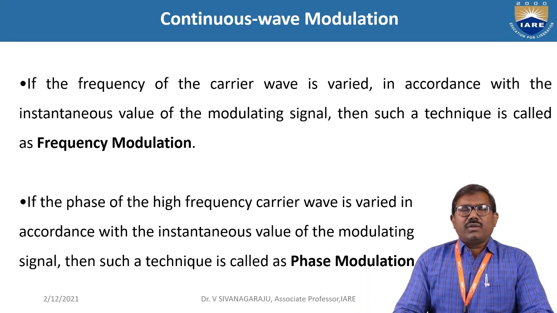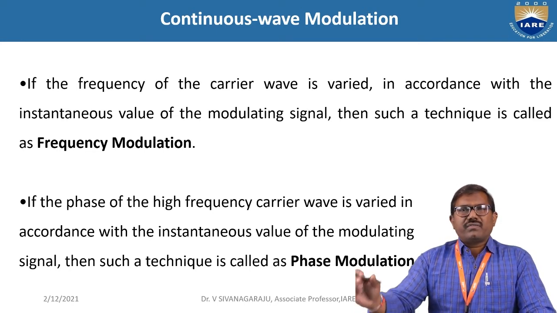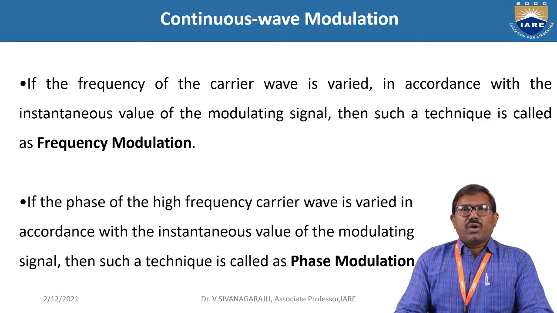If amplitude is varied, we call it amplitude modulation. If frequency is varied, we call it frequency modulation. If phase of the carrier signal is varied in accordance with the instantaneous value of the message signal, then we call it phase modulation. Okay.